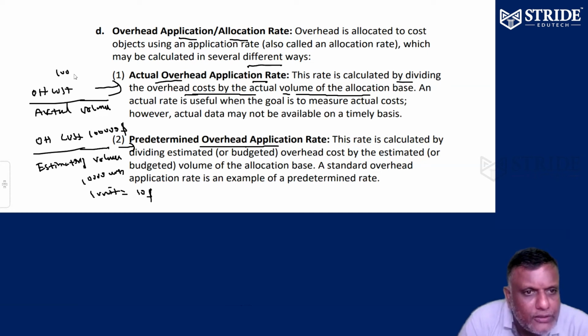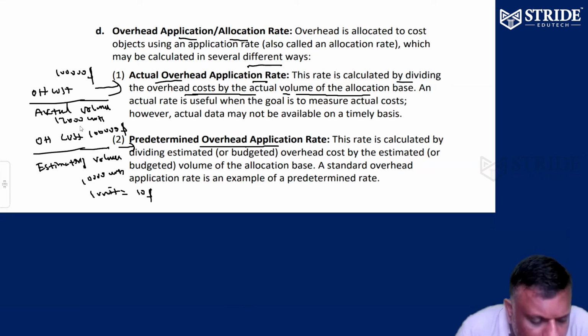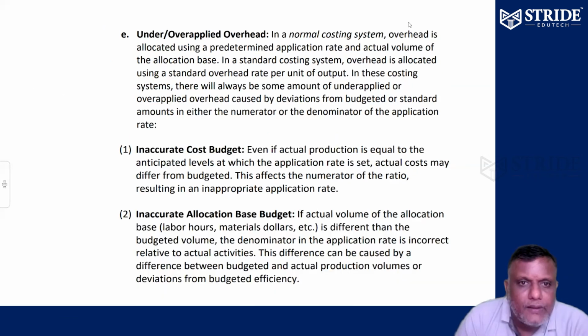Overhead cost $100,000. Actual volume you produced is 12,000 units. So $100,000 divided by 12,000 units is going to be $8.33.